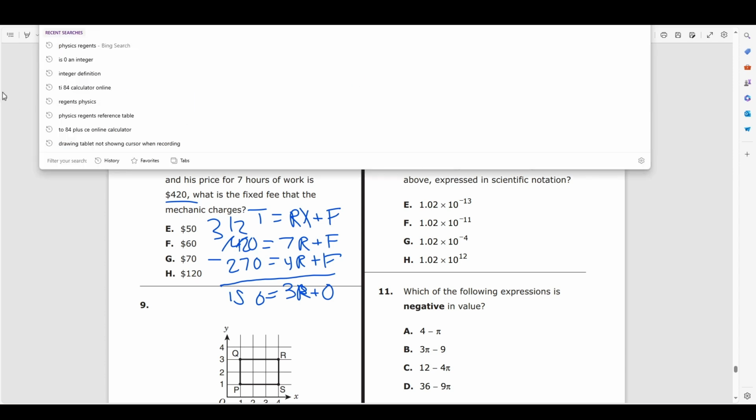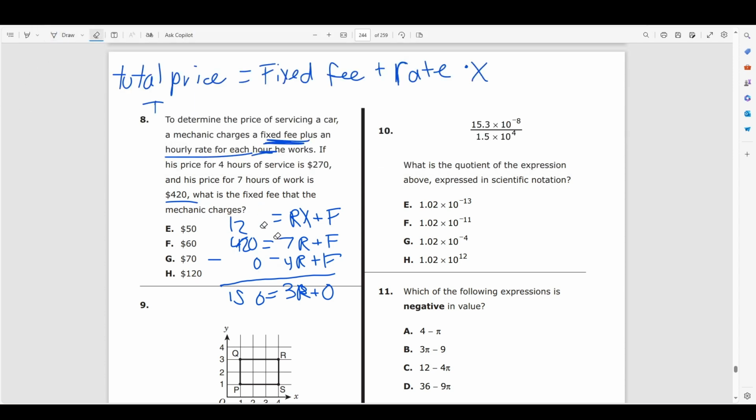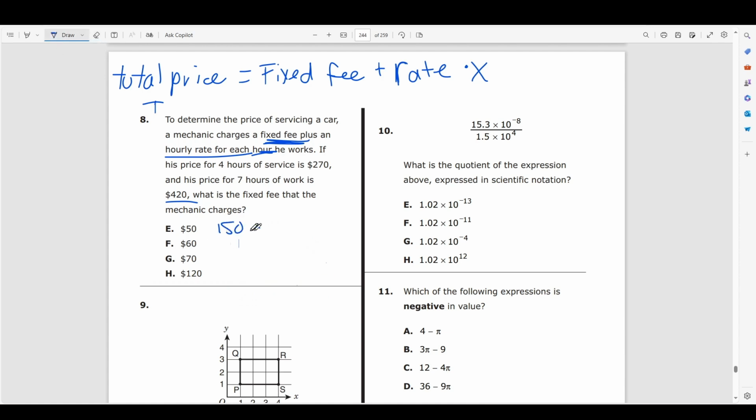Awesome, right? So now we know that 150 is equal to 3R. And now we can simply solve for our hourly rate by dividing both sides by 3, and you're left with 50 is equal to R. But now the answer isn't 50. It's asking you for the fixed fee. So now you just plug in this 50 and solve for the F.